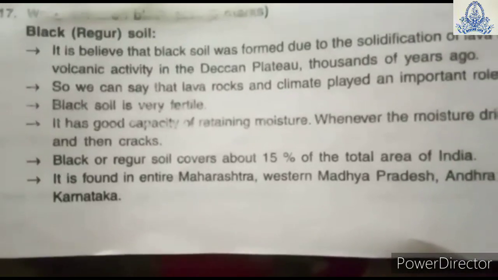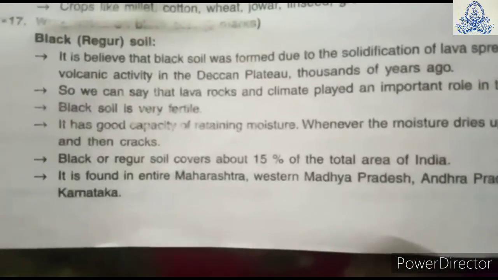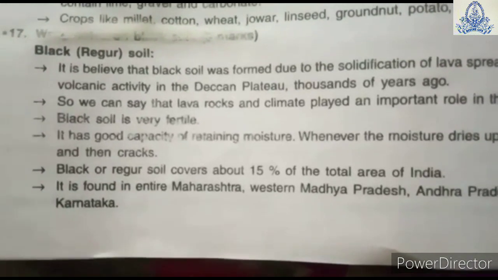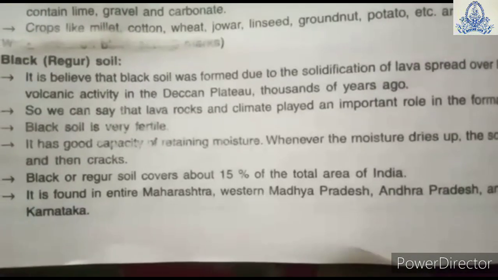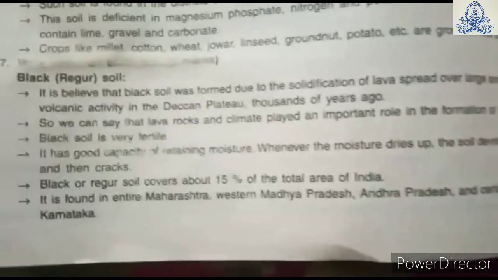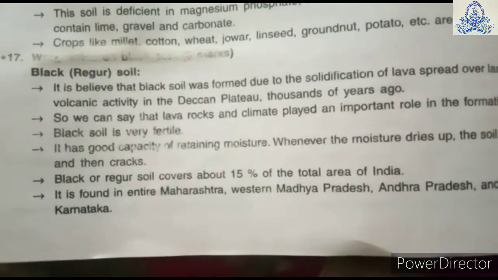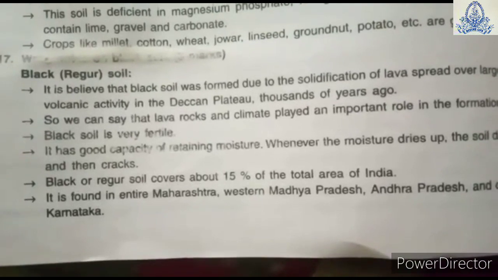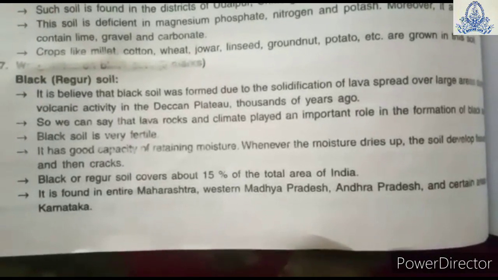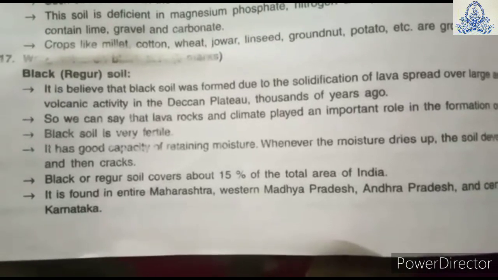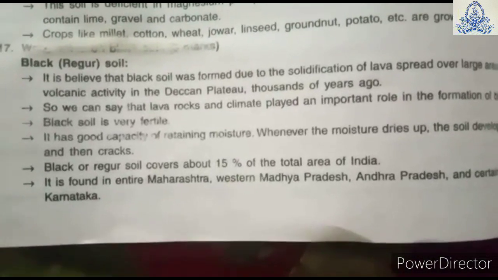It is believed that black soil was formed due to the solidification of lava spread over a large area due to volcanic activity in the Deccan Plateau thousands of years ago. So we can say that lava, soils and the climate played a very important role in the formation of black soil. Black soil is very fertile. It has a good capacity of retaining moisture. When the moisture dries up, cracks develop in the soil. Black or regur soils cover about 50% of the total area of India.